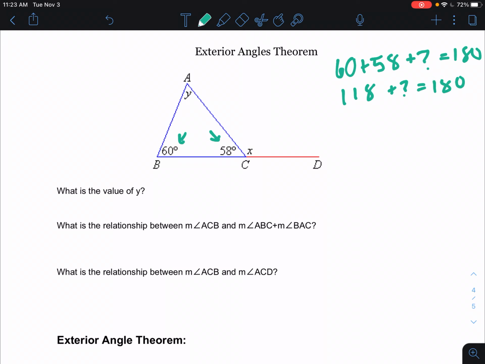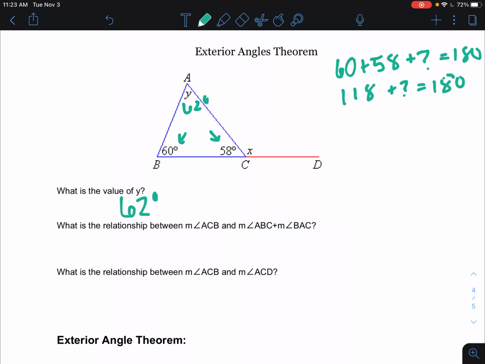If you don't like it this way, remember you could subtract too. You could do 180 minus 60 minus 58. I just like to do it this way, thinking about how much more we need. That must mean that we need 62 more, which means that y is 62 degrees. So the value of y is 62 degrees.